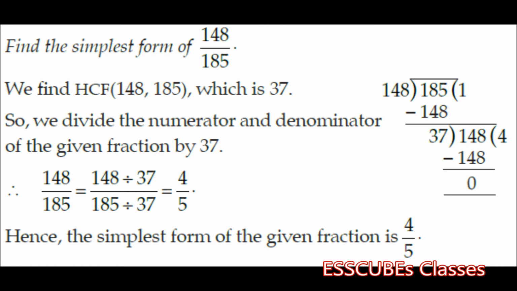This is a question based on the same formula, but it's a little twisted. It says, find the simplest form of 148 by 185. Actually, what it's trying to say is, for 148 by 185, we try to find the HCF of it. And how much do we find? It is 37 on division. On dividing the numerator and denominator by the same HCF that we have got, we would be getting the simplest form. And what is the simplest form? It's 4 by 5.